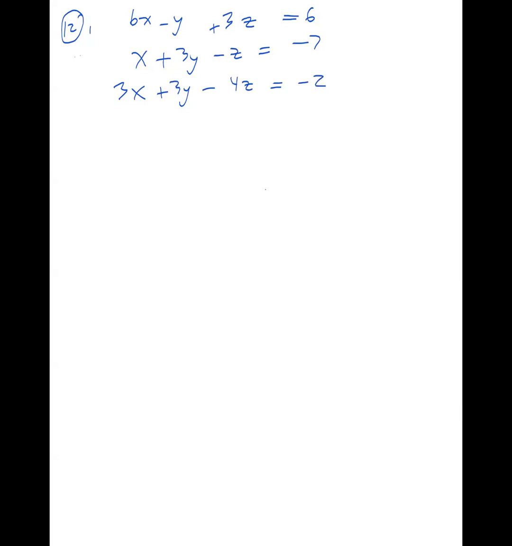Now, by the way, z stands for zebras. So you can see some zebras at the zoo.